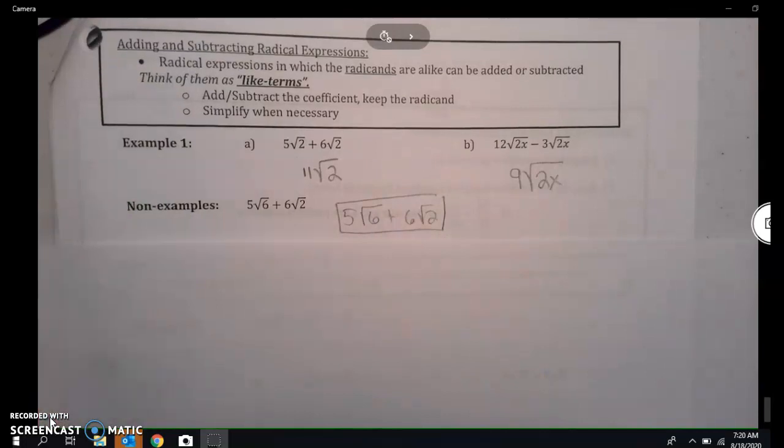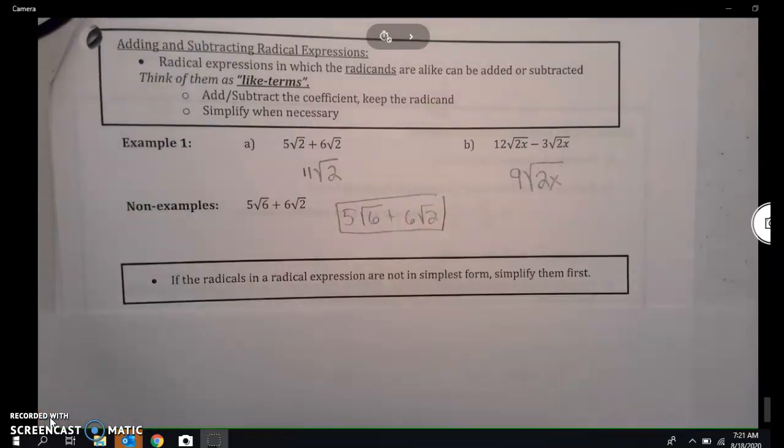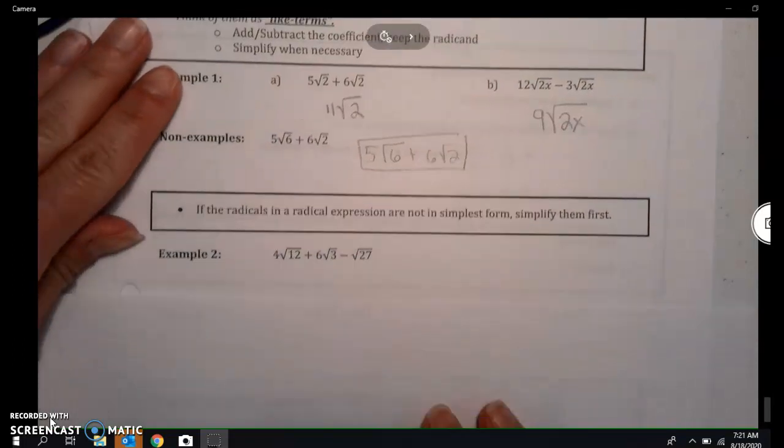Now there are going to be times, like in this example, if the radicals in the radical expression are not in simplest form, you simplify them first. And what happens is it'll look like they're not the same, but they actually will turn out to be the same if you use the skills from last class and simplify the radical expression first. So here's a few examples of those. Let's look at example 2 on page 8.